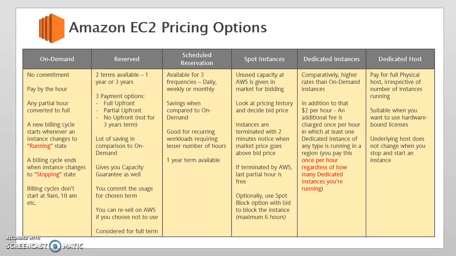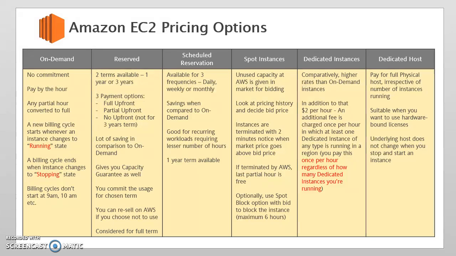All right, next is the reserved option. Whenever you have clarity that you will be running a workload for a longer duration on AWS, you can go ahead and reserve your instances, meaning you are giving a commitment that you will be using this particular instance type for this much duration. There are two terms available: 1 year or 3 years. Of course, you save more in the case of 3 years.